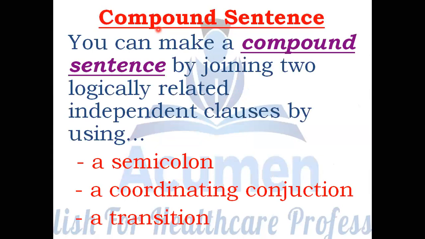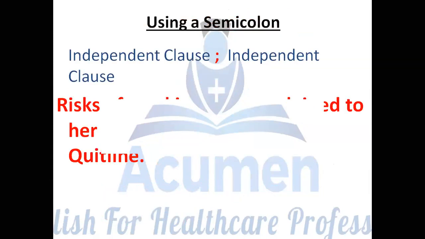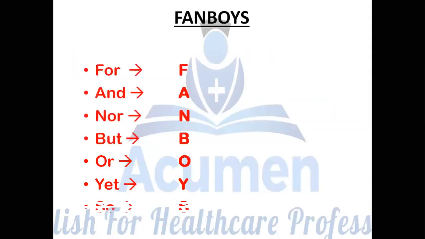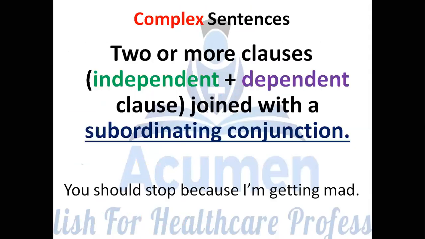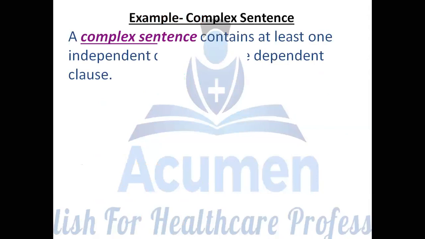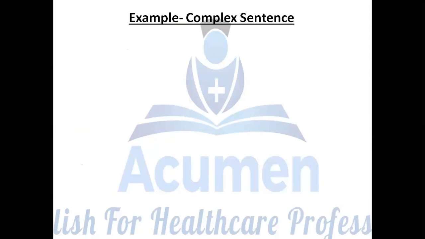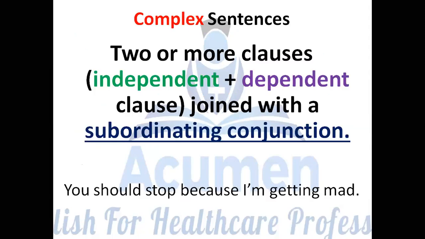So there are three ways of connecting such a compound sentence. One way is using a semicolon. Another way is using a coordinating conjunction, which is and or but. And the third way is using a transition. Now, before I explain this to you, I would like to explain what a complex sentence is.